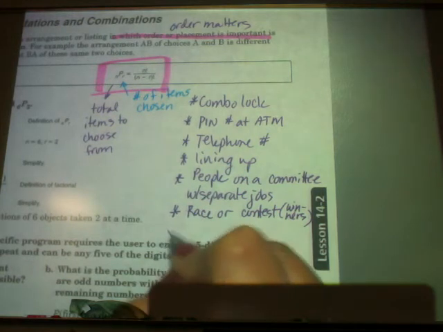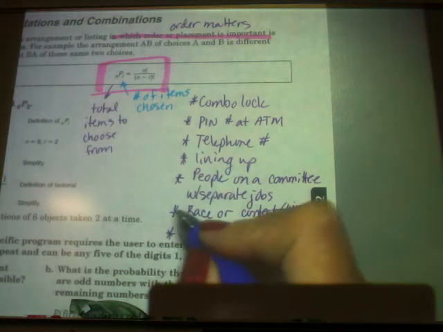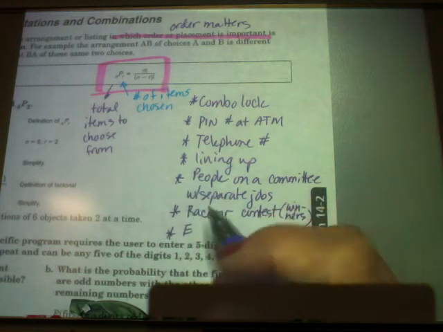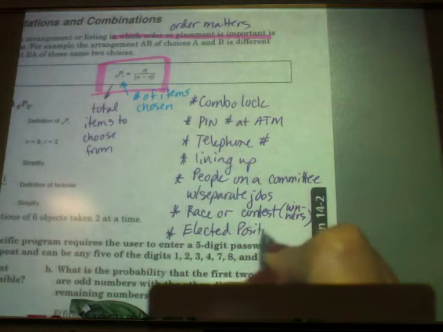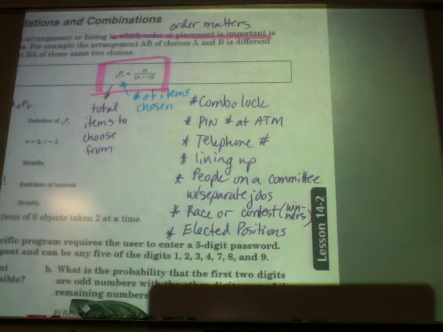And then the last one I'm going to put on here, and this isn't by any means the entire list, these are just examples. How about elected positions? Obviously, our president would be upset if all of a sudden we gave his presidency to the vice president and switched their roles. The vice president might be really happy, but the president's going to be really annoyed, right? So order matters in elected positions.